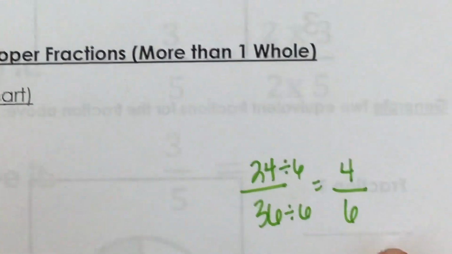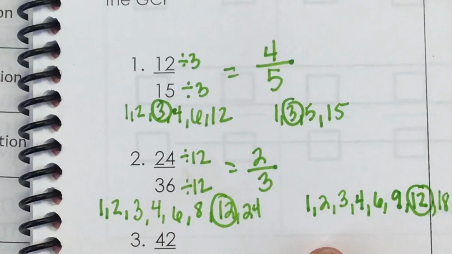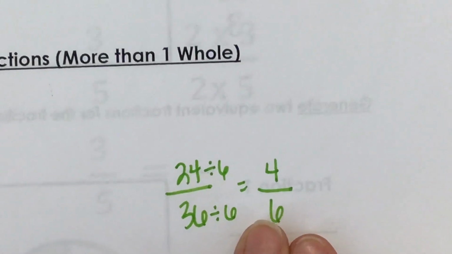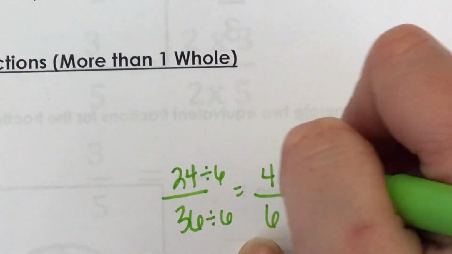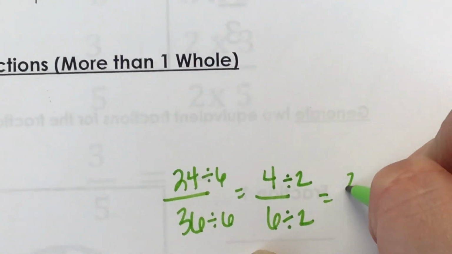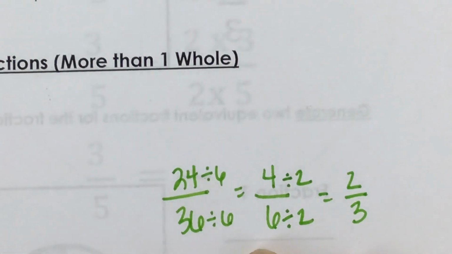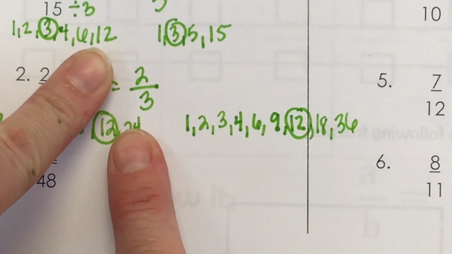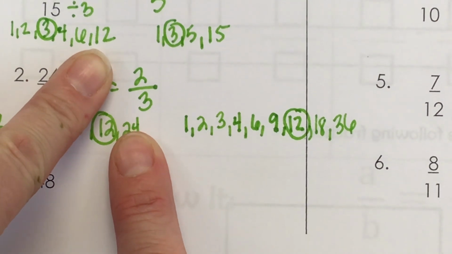If you go big enough, if you get the greatest common factor, you only have to divide one time. But if you don't get the greatest common factor, you need to look. I can divide both of these now by 2, and then I will still end up with 2/3. So it's important every time to look. Can I divide those again by the same number?